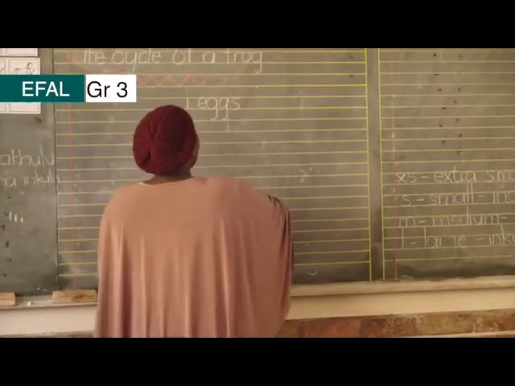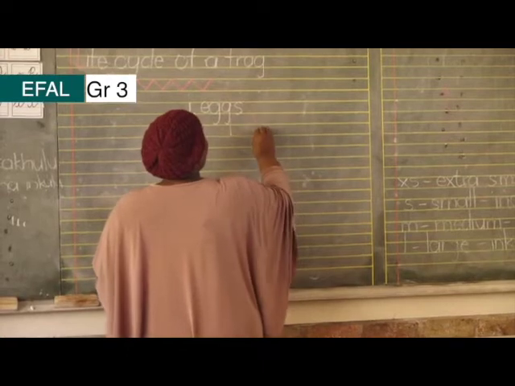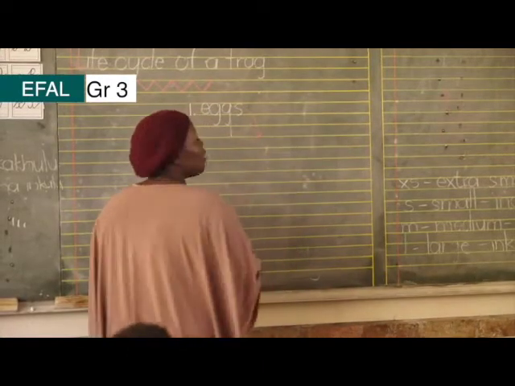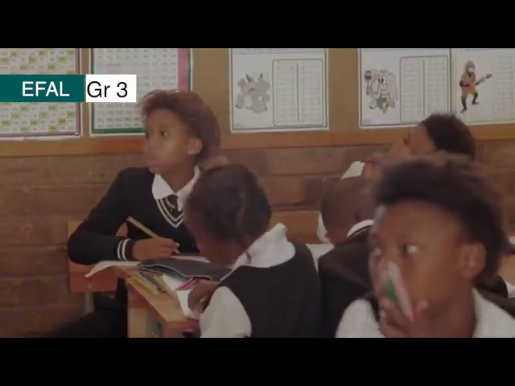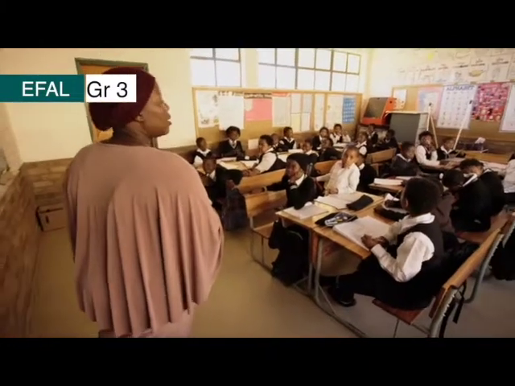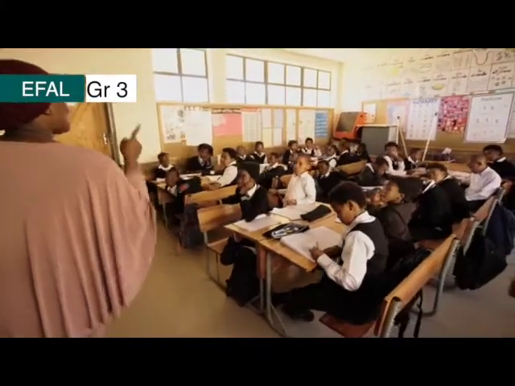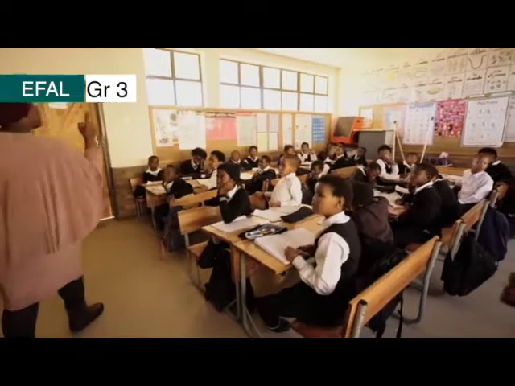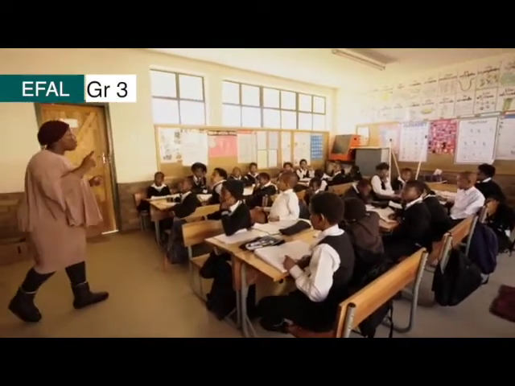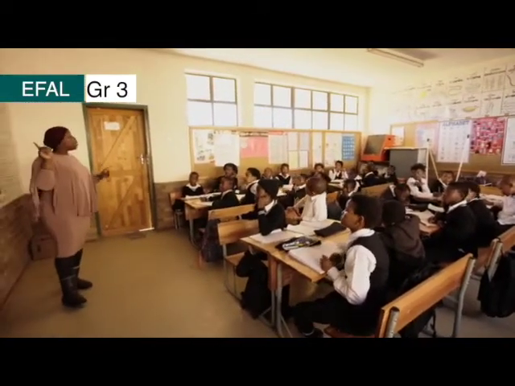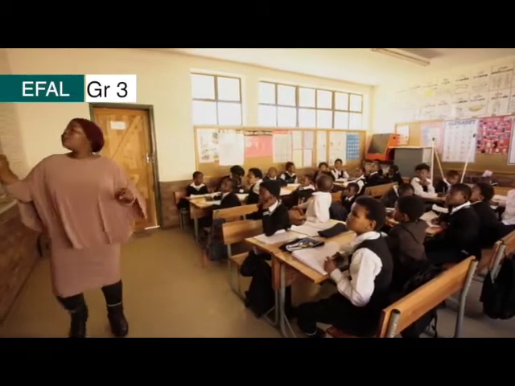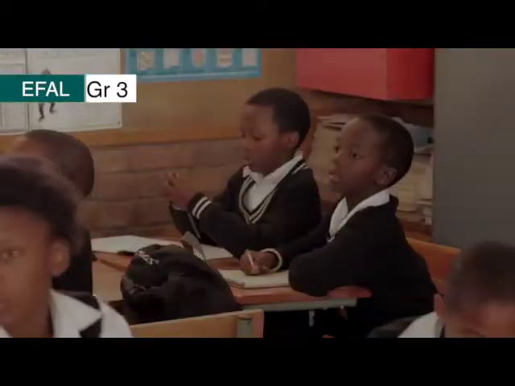Then it starts moving. Then we write number two. What happens in number two? Caterpillar. You're right, that happens for the butterfly. But for the frog, what happens for the frog? It turns into a tadpole.